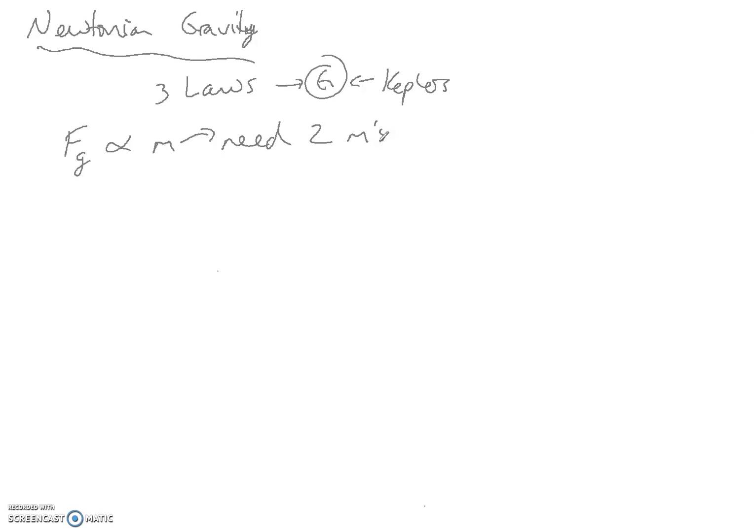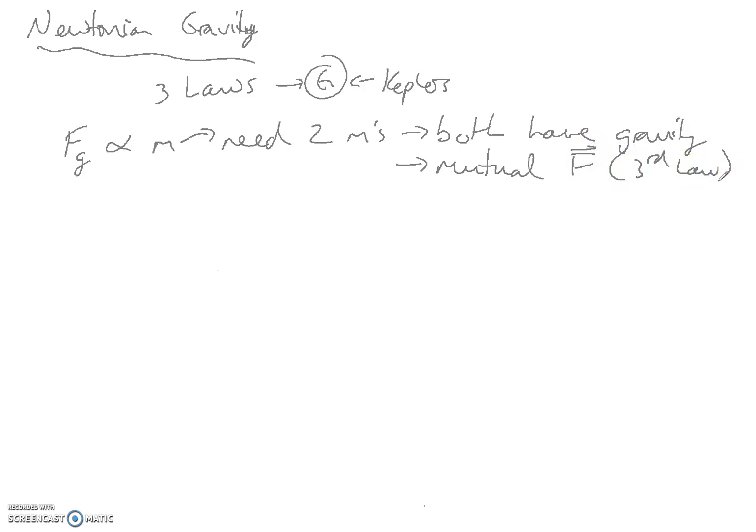Now, of course, when one mass is applying gravity, so is the other one. So you need two masses, but they both actually have gravity, and it's a mutual force between the two. This is Newton's good old-fashioned third law: there are always two forces, equal and opposite. So of course, the Earth is pulling on you with gravity, but you're also pulling on the Earth with gravity, and the two forces are equal to each other. So the masses are really, really important.